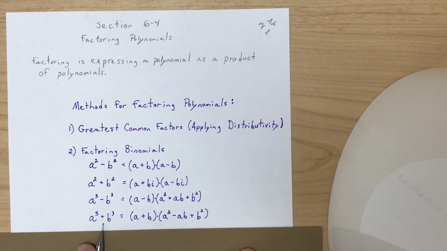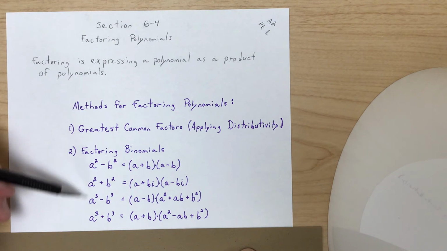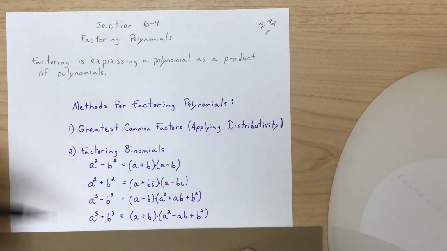Also, there's a cubed plus b cubed. That's a sum of two perfect cubes. So this right here will be your factored side. So pretty much, if we're dealing with binomials, we'll run across one of these four situations. We might even see another one in there like a to the fourth minus b to the fourth, or even a to the fourth plus b to the fourth. Those, we'll talk through when we get to it, okay?